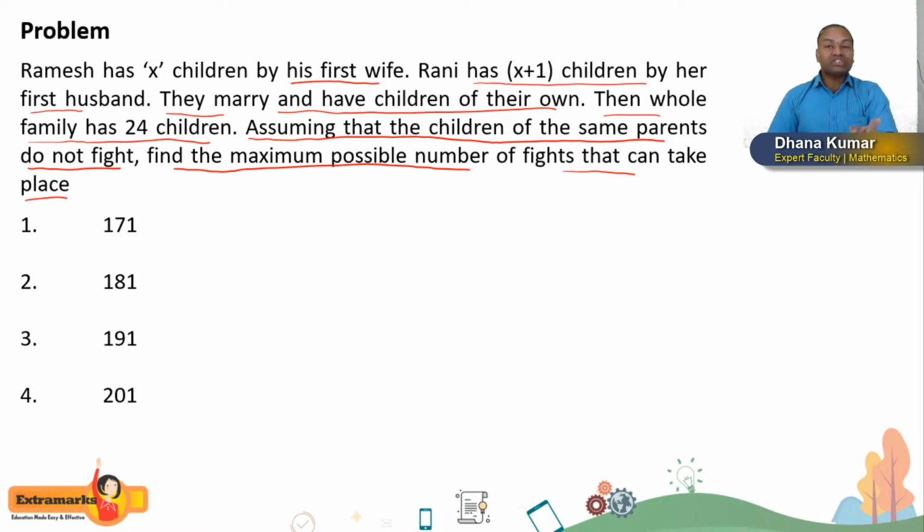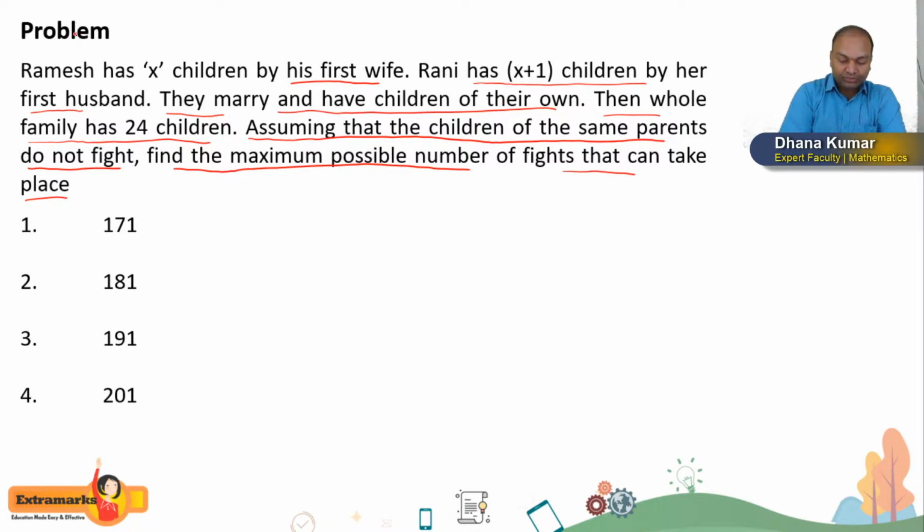But here the condition is that the whole family has 24 children. And the other condition is, assuming that the children of the same parents do not fight. Find the maximum possible number of fights you have to identify. Now they marry and have children of their own. I am assuming that the number of children is equal to y.